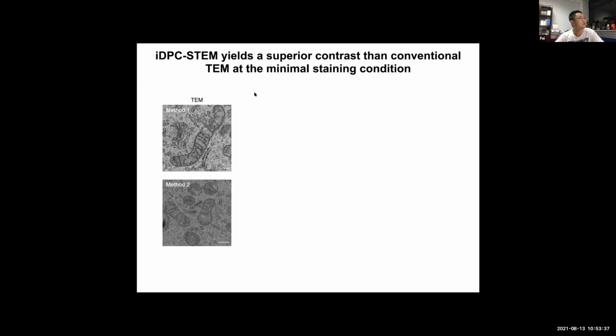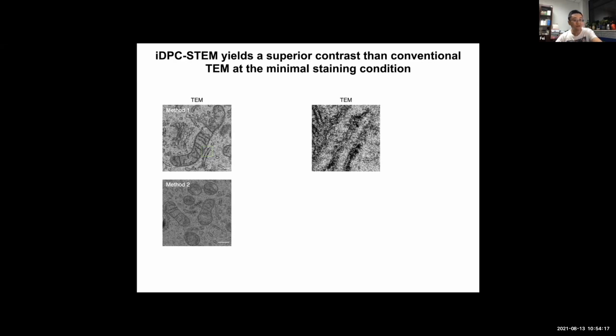So we want to test whether the ITP system can still yield a good image for the section with minimum staining. And for TEM, as you can see, for the normal staining and the minimum staining, for the minimum staining the contrast is low as we expected. So when we zoom in, we can see some ultrastructure here. So this is a mitochondrial double membrane, and this is some ER-like organelle.